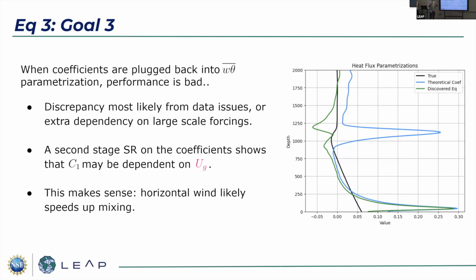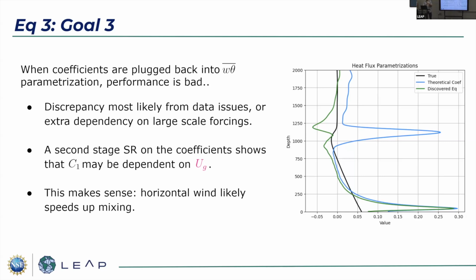So what we did is instead of trying to get it to rediscover novel dependencies, we just did it on the coefficients. We used the functional form, we took the coefficients, and then we plugged in the coefficients as a response and large-scale forcings like horizontal wind and surface heating into their own symbolic regression. And we get a lot of nonsense, but really, really frequently, the first coefficient is dependent on the horizontal wind.